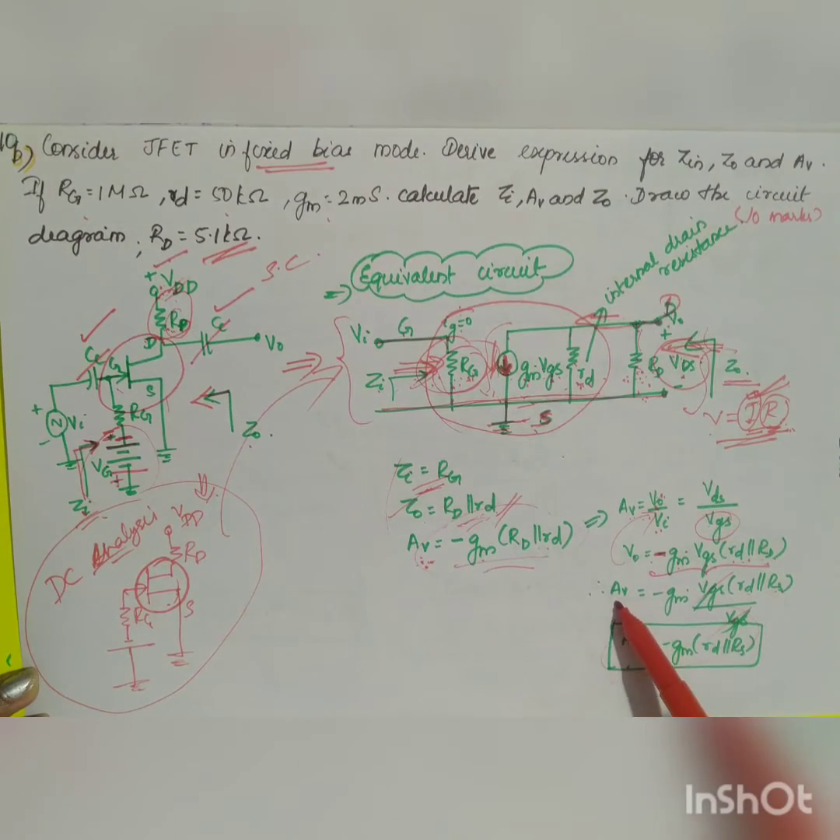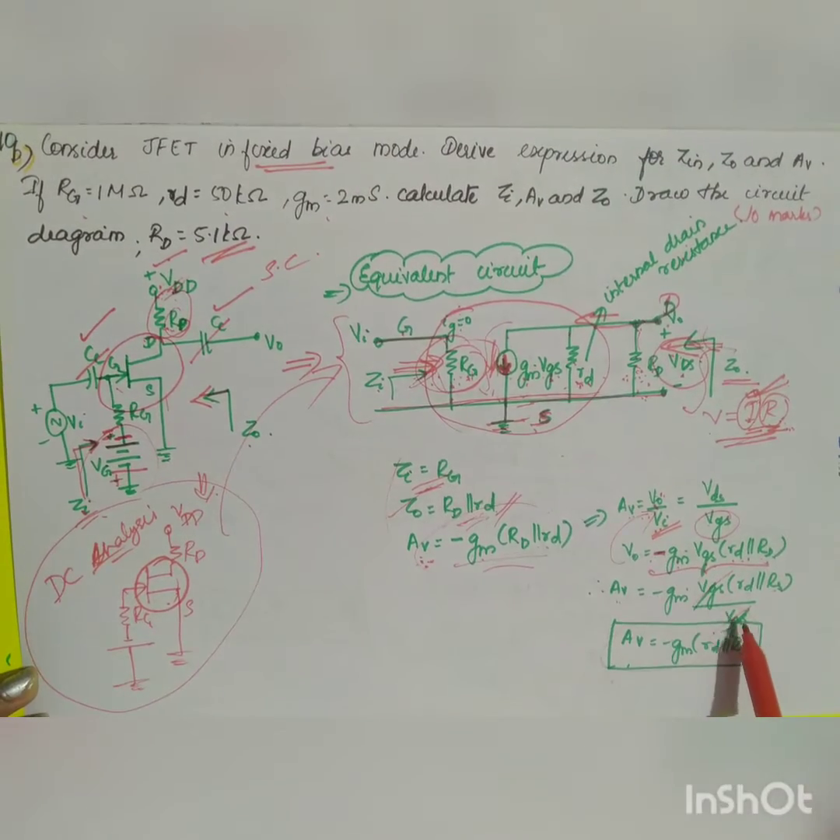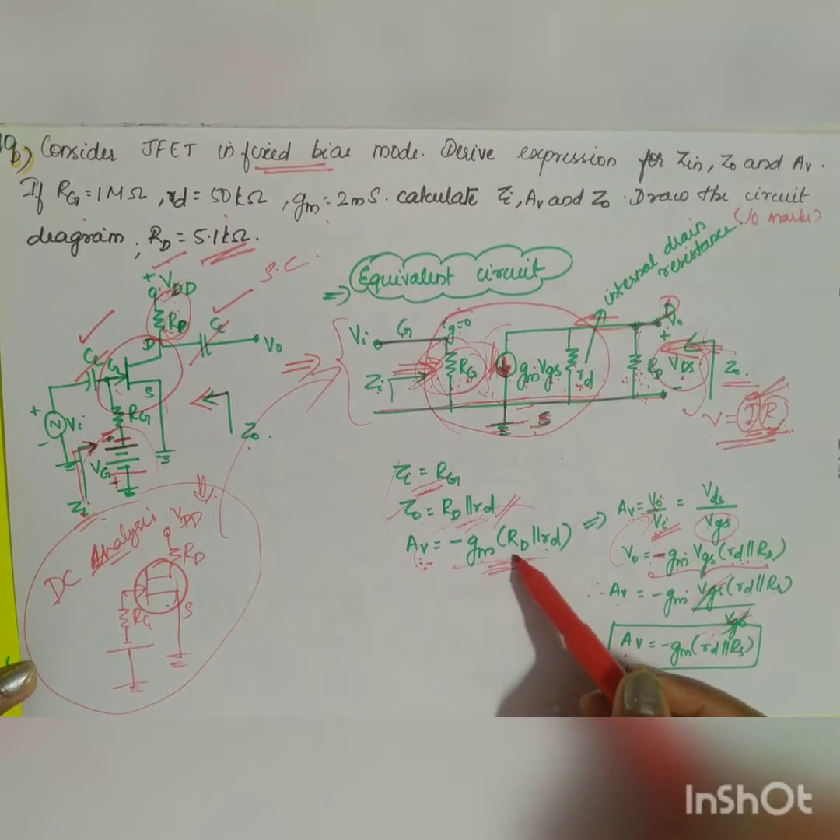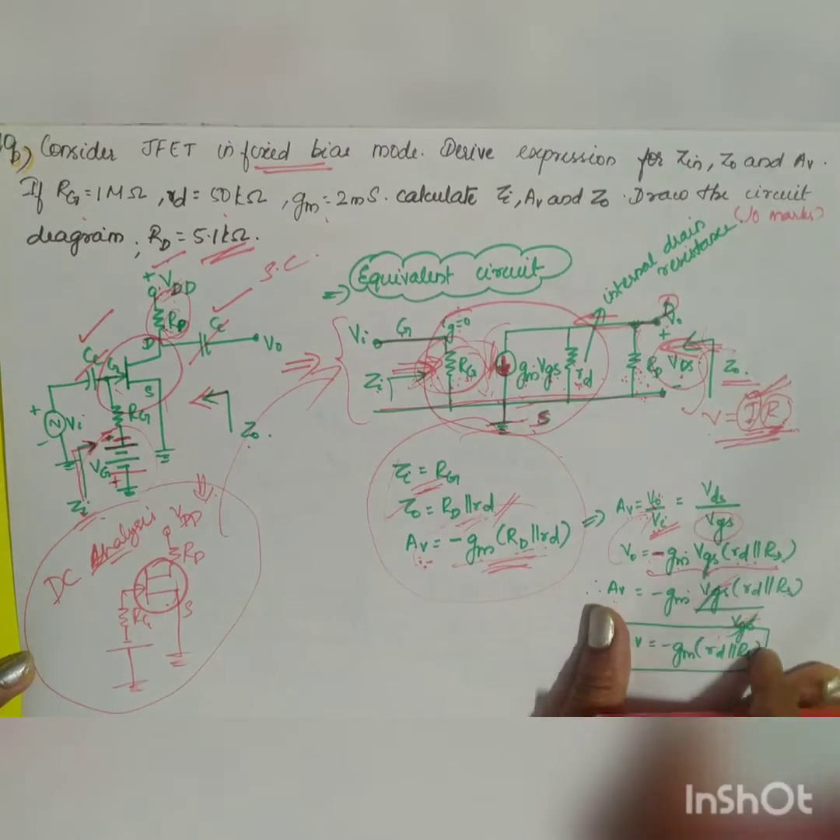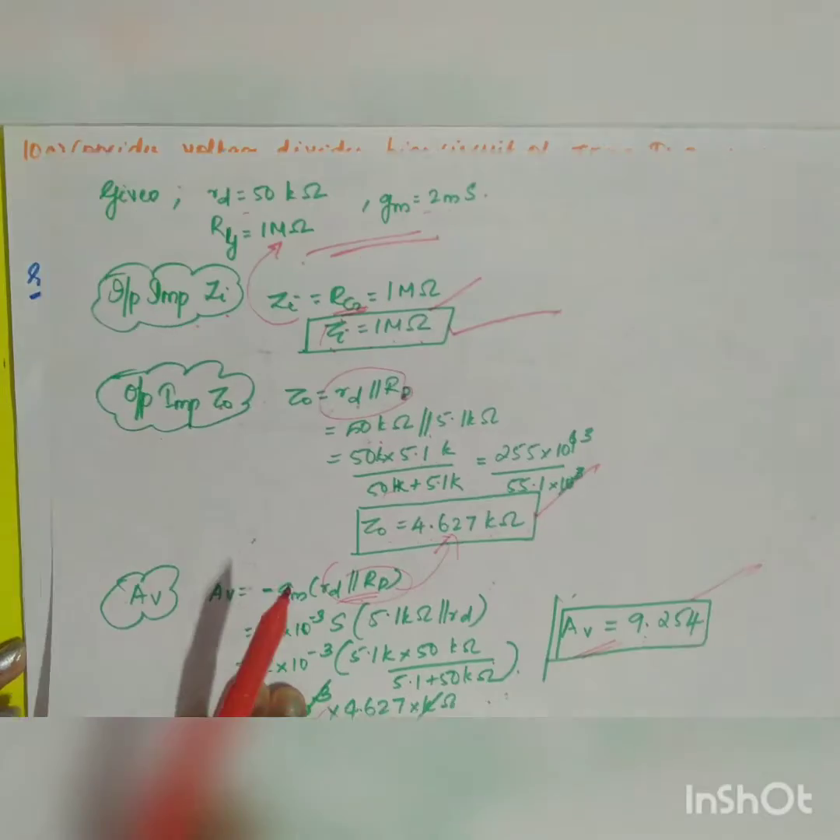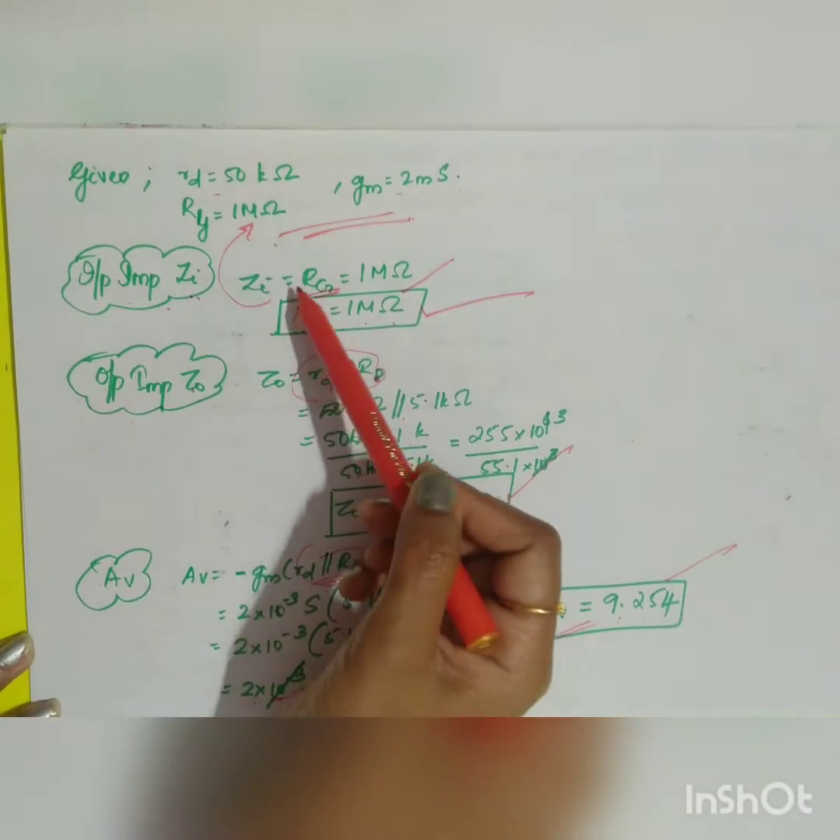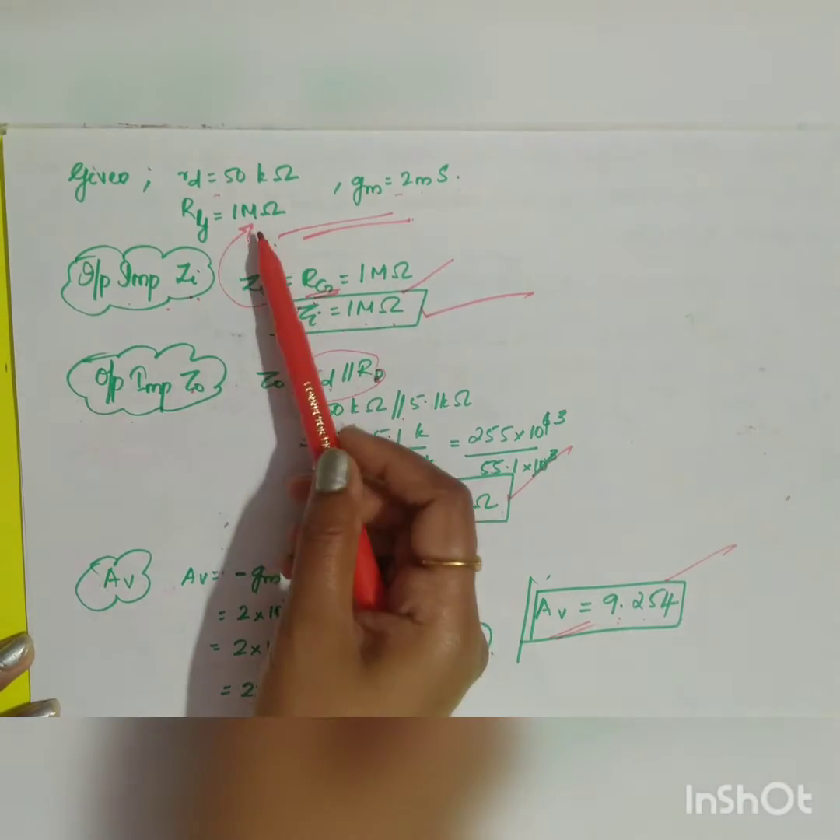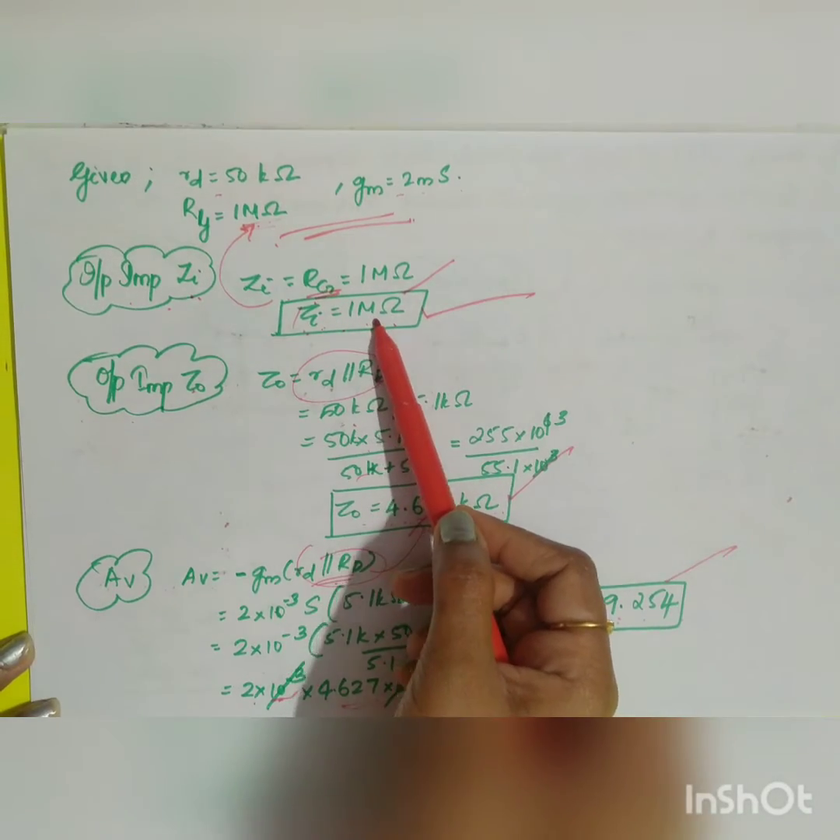Now you know that AV is equal to V0 divided by Vi, and the input voltage is equal to VGS. So VGS gets cancelled, and you will be getting AV is equal to minus gm into small rd parallel to capital RD. By using these three equations, now you are going to solve the problem. So what is given in your problem? You have the data. Now what will be your input impedance? By formula, input impedance is equal to capital RG, which is already given in your problem, 1 mega ohm. So your input impedance is equal to 1 mega ohm.